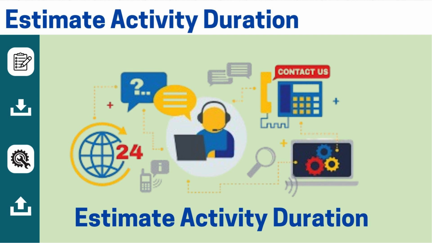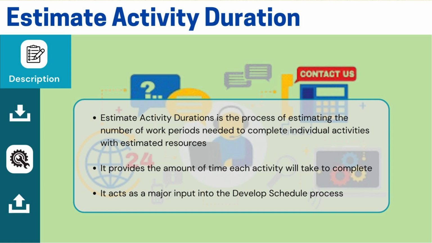Now, moving to the next process, estimating activity duration. When we estimate activity duration, we first have a list of activities. We also sequence these activities and create a network diagram. That's where we are now. The next step is to estimate the time needed for each activity. Essentially, we determine the time required for each task.